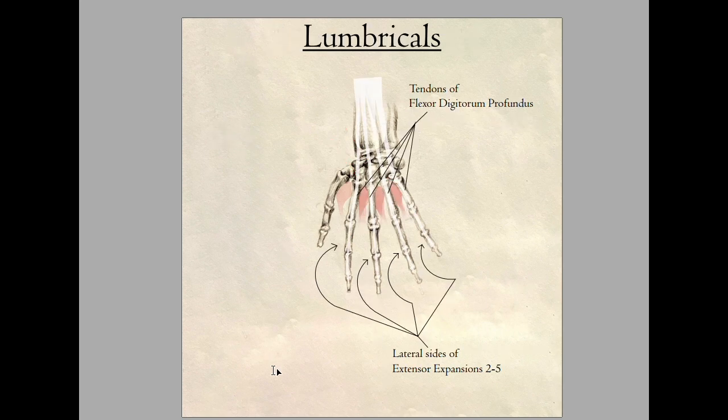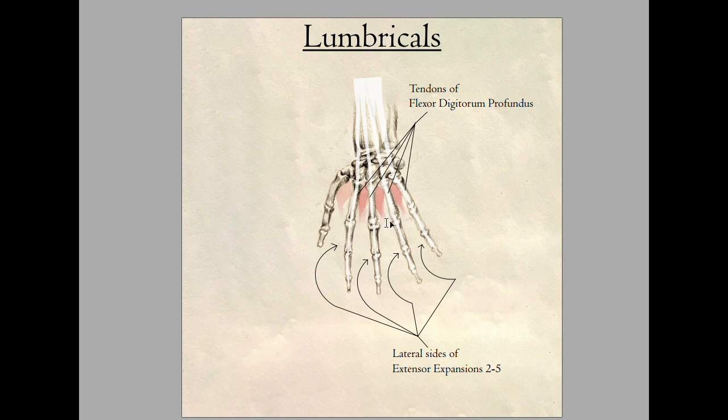Good. All right. Next, we talk about the lumbricals. The lumbricals are interesting because they have an attachment site to tendons as opposed to bone. They actually attach to the tendons of the flexor digitorum profundus, and from there they run up to insert onto the extensor expansions of 2 through 5. So they do the same thing those interossei do.